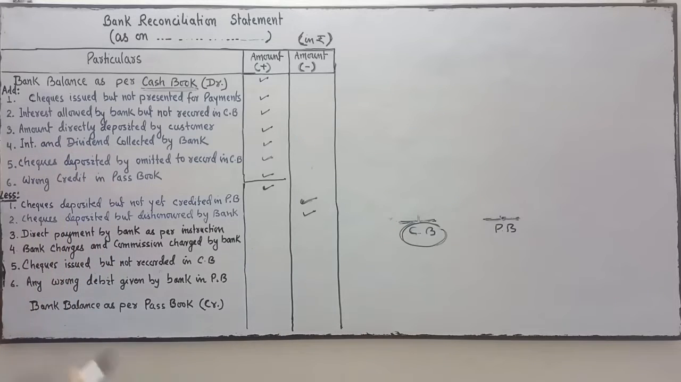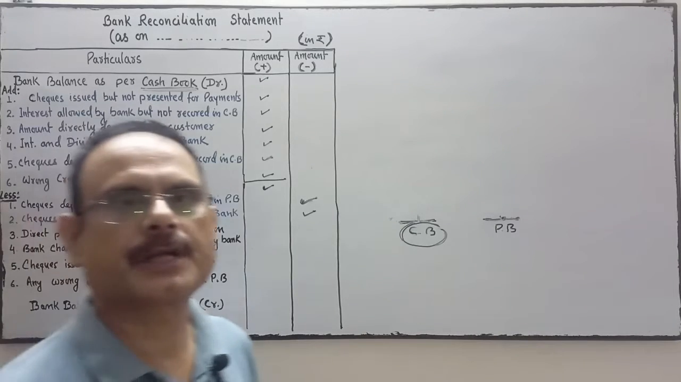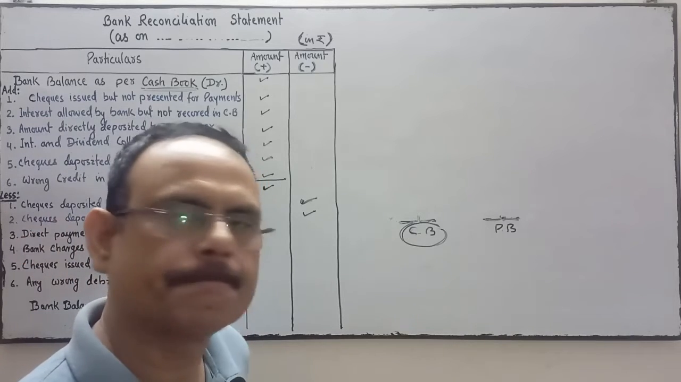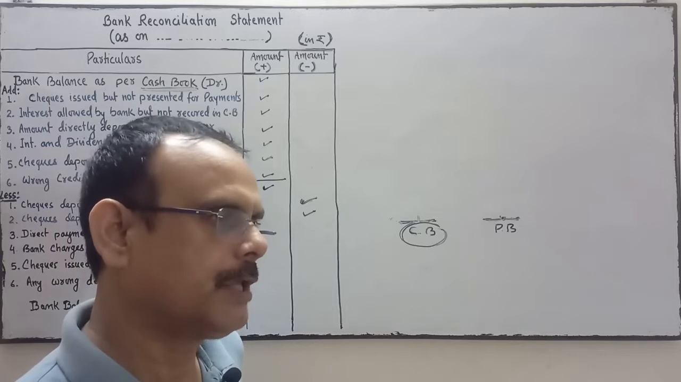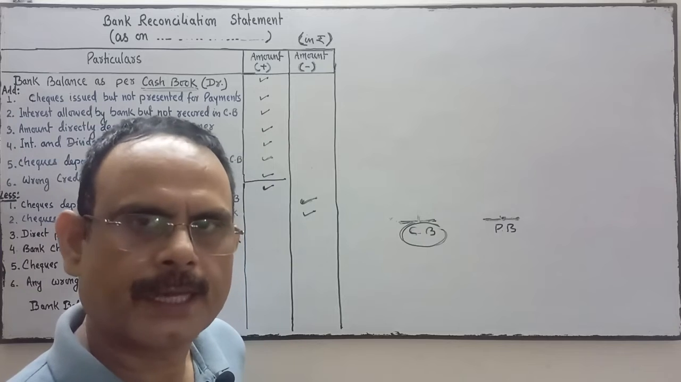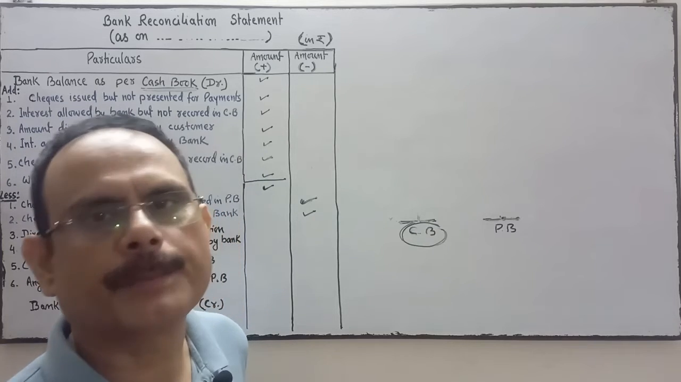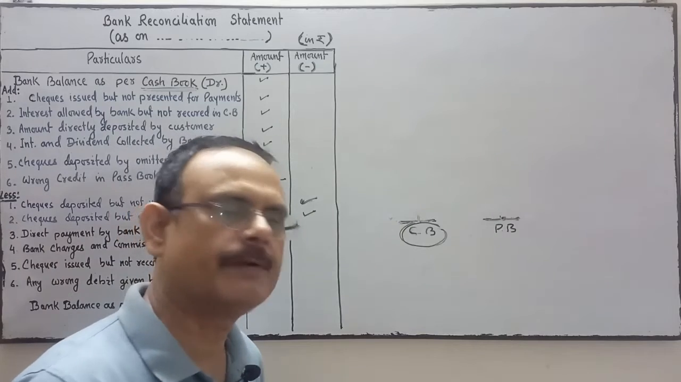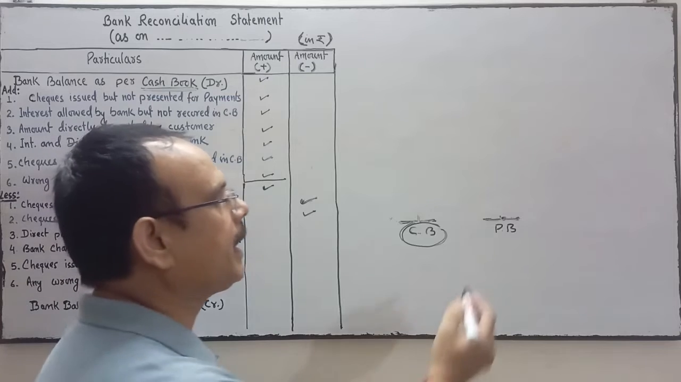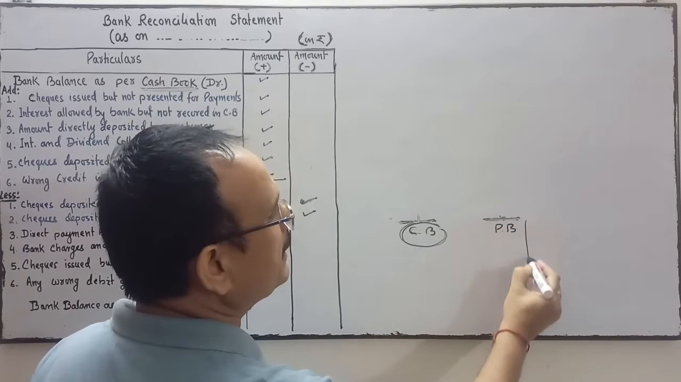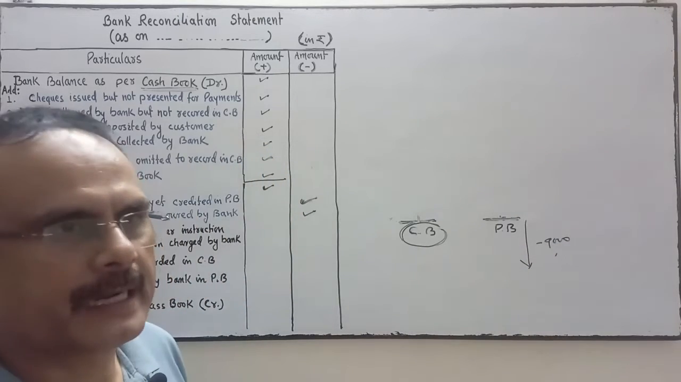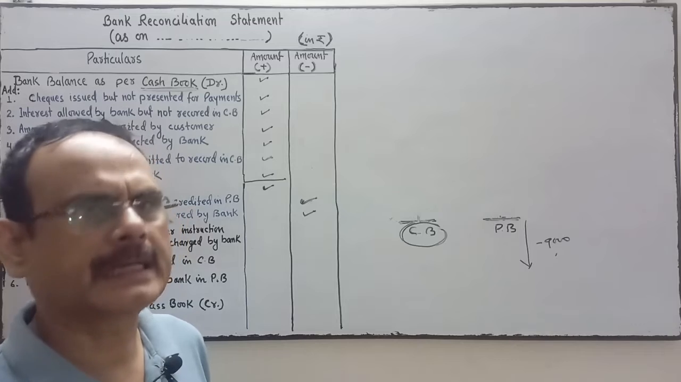Okay, next is direct payment by bank as per our instruction. Sometimes we instruct the bank to pay the LIC premium, insurance premium, rent, tax, or electricity bill on our behalf. If such instruction is given and the bank has made such payment on our behalf, the passbook balance will decrease. Suppose the bank has made a 9,000 rupee payment on our behalf.